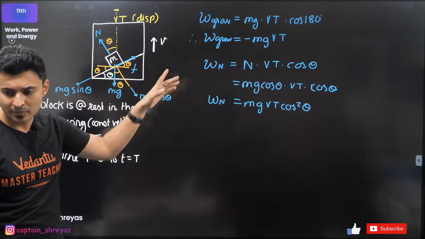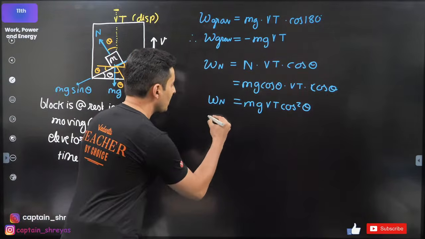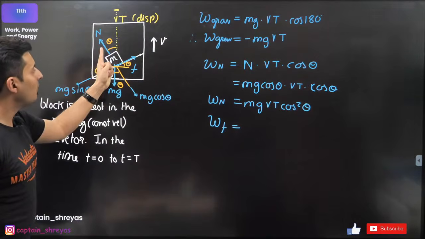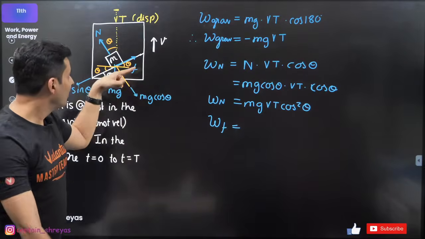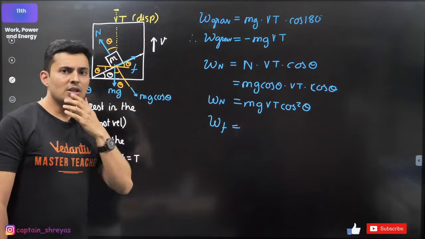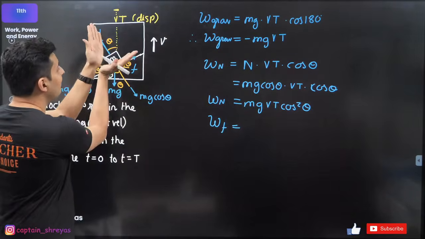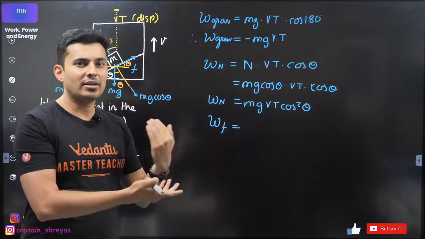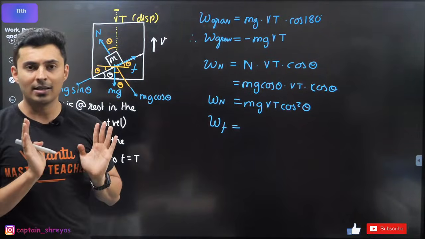Alright, everybody fine? Okay, now there is one more force remaining and that is nothing but friction. The work done by friction. Which component of friction will do work? Don't say cos theta. Friction sin theta. Don't say, sir, but I thought it is only cos theta. Yes, but it is the angle between friction and displacement. That angle is 90 minus theta. So you can write cos of 90 minus theta or you can write sin theta. One and the same thing.